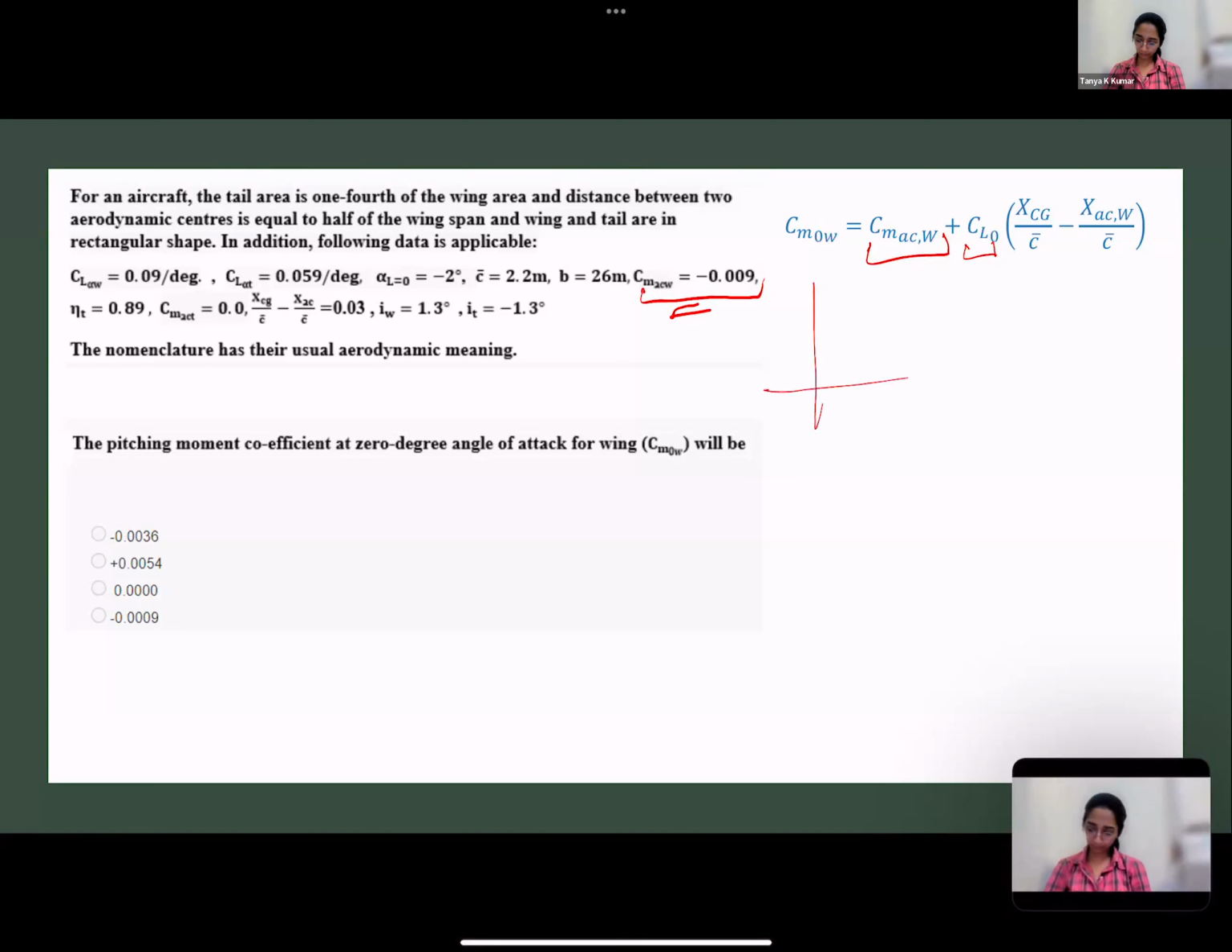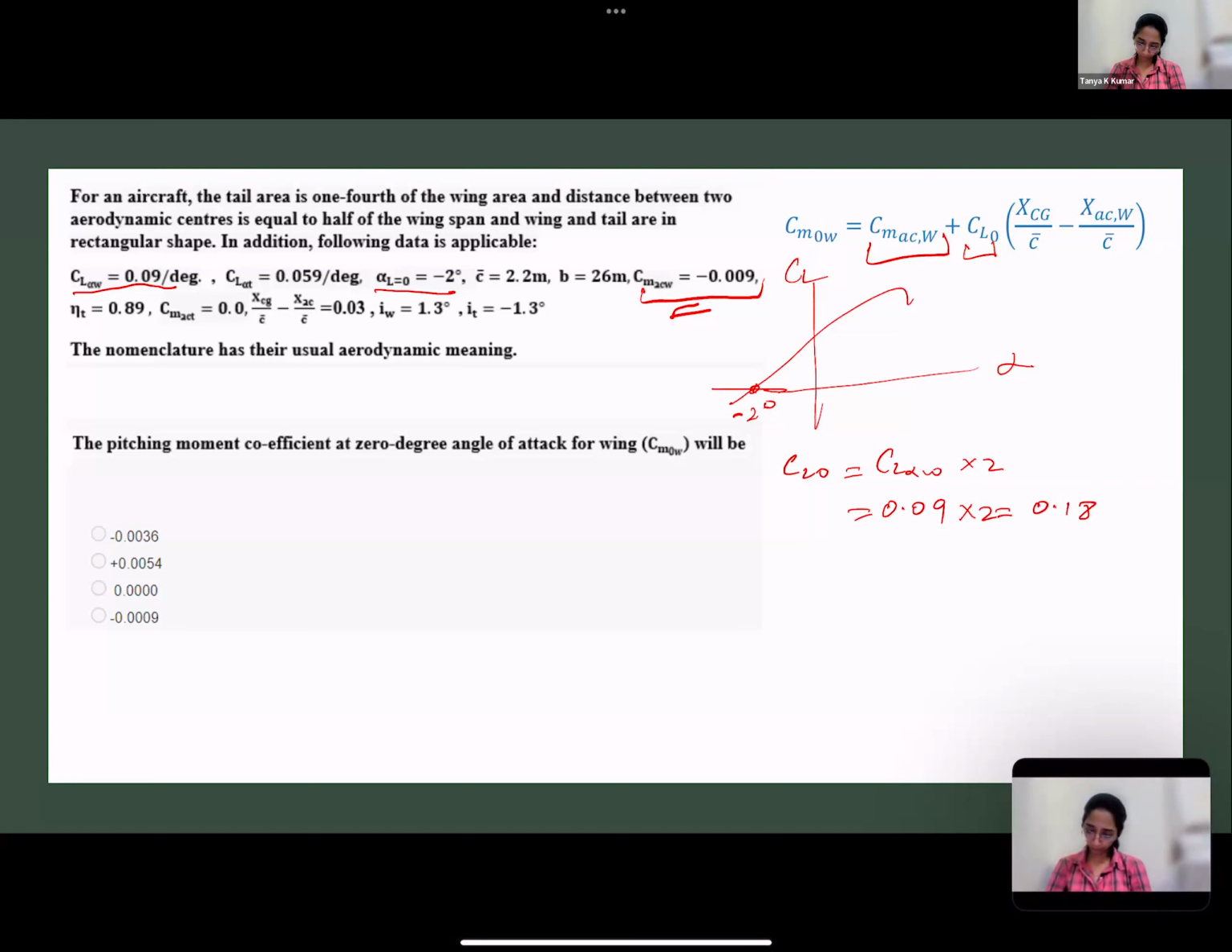Yes. So you have your CL versus alpha graph, and you have CL alpha of the wing, and you have zero lift at -2 degrees, and you have the slope. So CL naught is CL alpha wing into 2 degrees. CL alpha is 0.09 per degree, and the angle is in degrees, so you just have to multiply. So you get 0.18. Plug that in here.